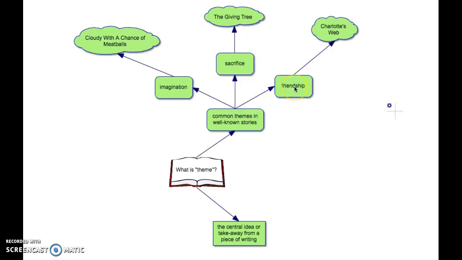Another theme that we commonly see in readings and pieces of work is friendship, and one very common example is Charlotte's Web. We see the friendship that this book is based on, and we can recognize this theme and see it in many books, but this being one that we are very familiar with.